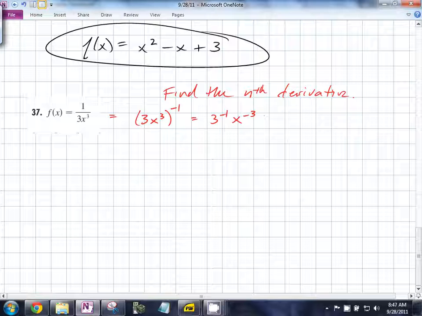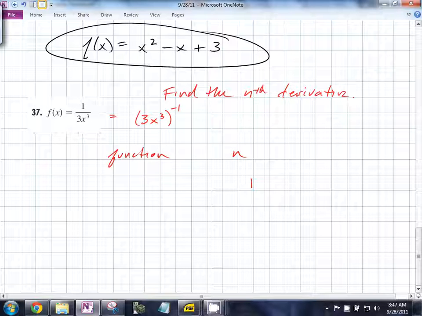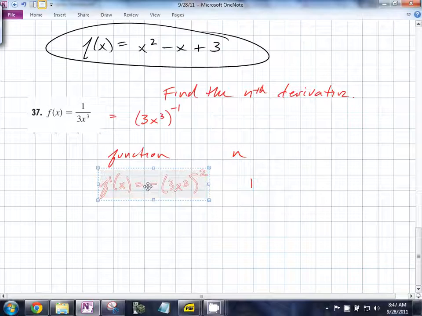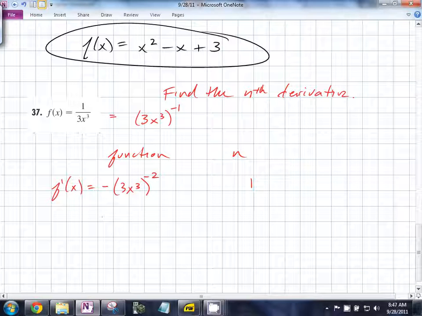So let's make a table here. So we have the function and the n value. Okay, so if n is 1, that's the first derivative. So what's f prime going to be? F prime of x will be what? Negative 3x cubed to the -2 times what? Times what? 9x squared, yes. Do you agree with that, everybody?